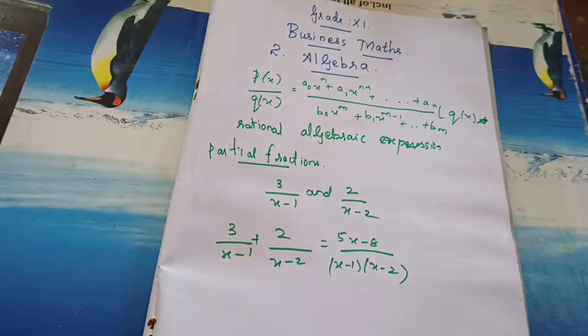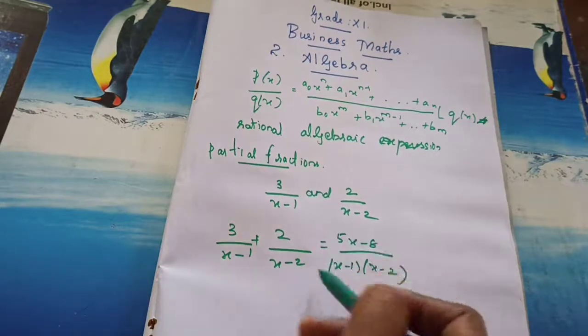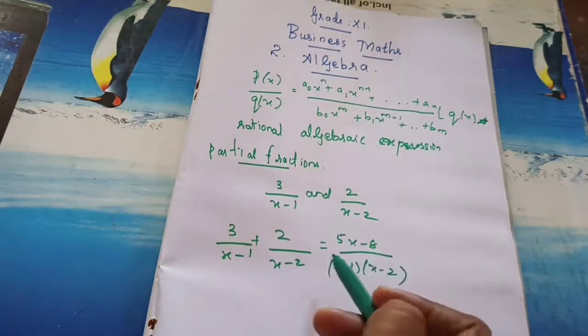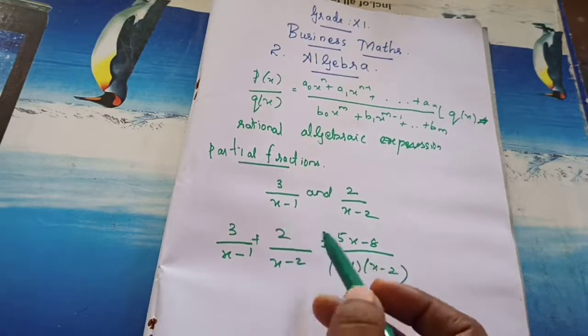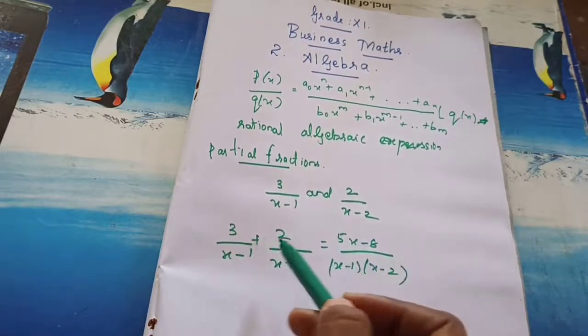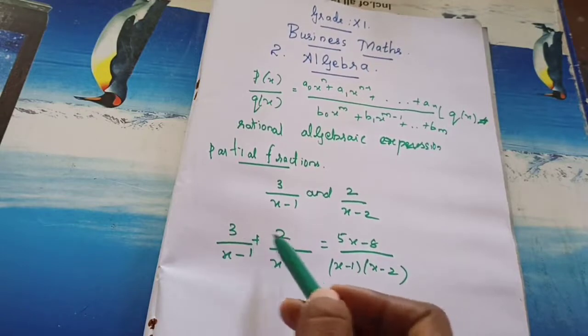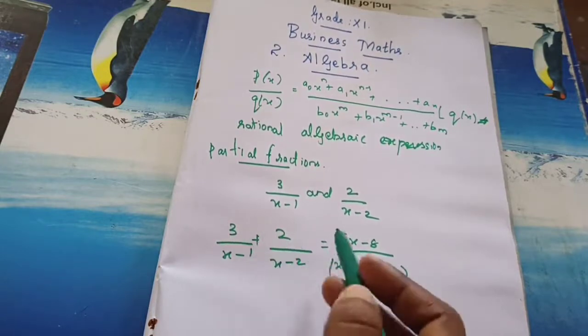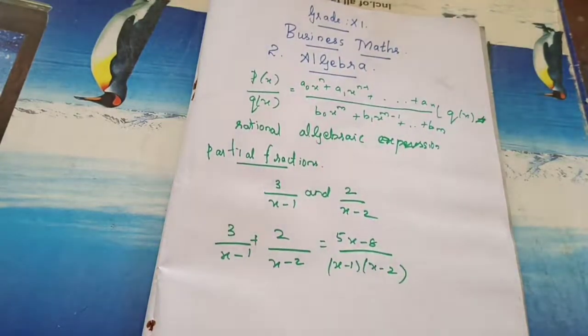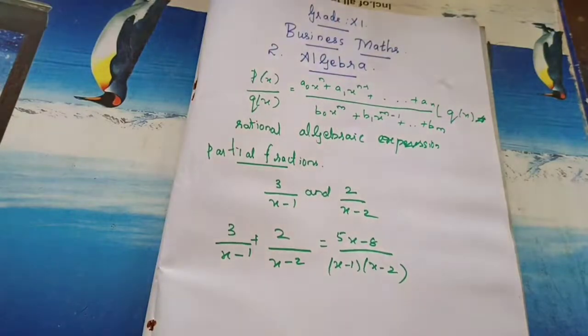Sometimes they can ask, what's the meaning? The process of writing a single rational expression as a sum or difference. Now we have written it as a sum. What do you mean by partial fractions? The process of writing a single rational expression as a sum or difference of two or more.